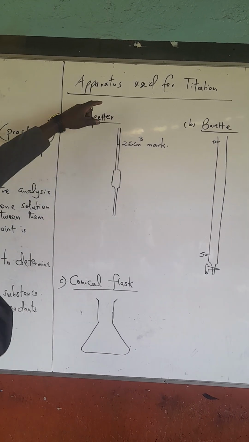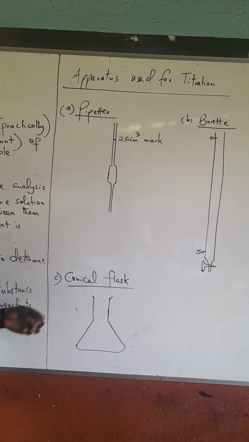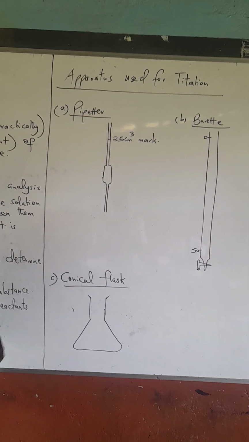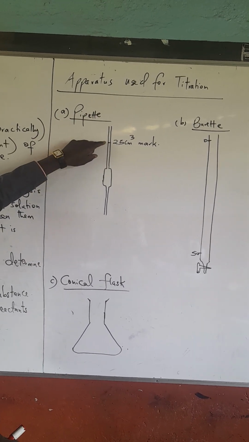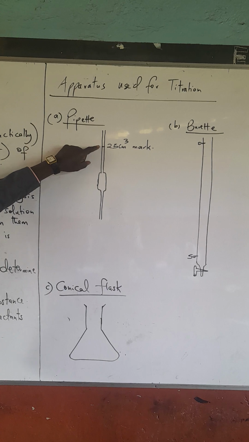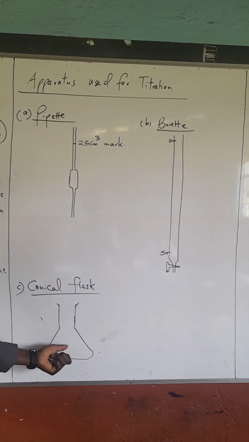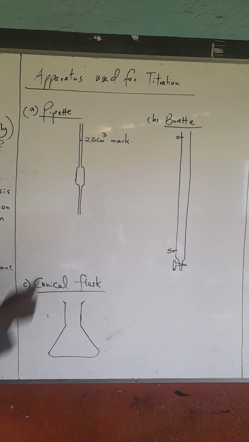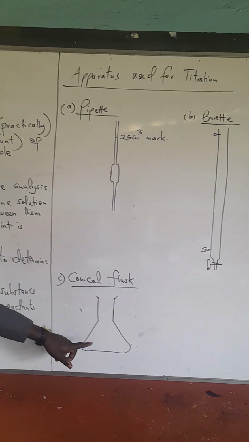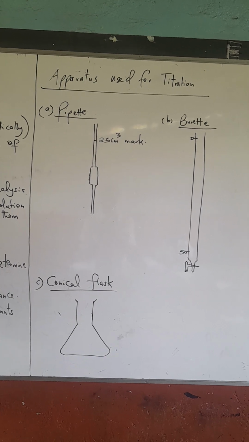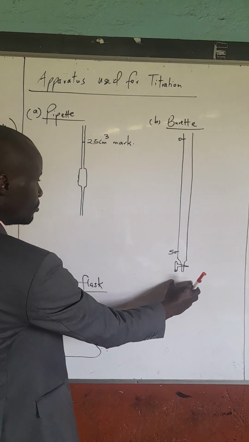So remember, we are talking about apparatus that are used for titration. How are you going to carry out this process? First of all, you use a pipette. You suck 25 cubic centimeters of solution in a pipette, and then you release this solution into the conical flask. Once this solution has been put in the conical flask, you add an indicator here. Once you add an indicator, you open this tap. You place this one under the burette.